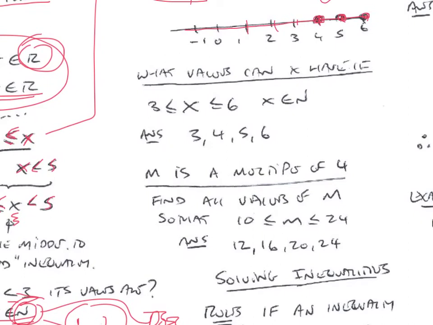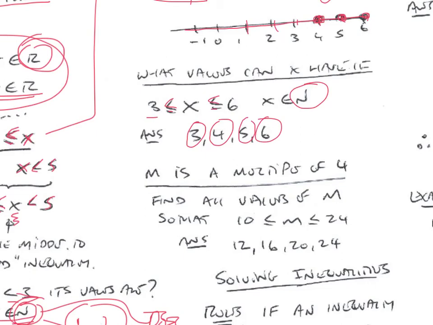What values can x have if x is greater than or equal to 3, less than or equal to 6, and it's from the set of natural numbers, so it's a positive whole number? Well, it can be 3, can be 4, can be 5, less than or equal to 6 as well.